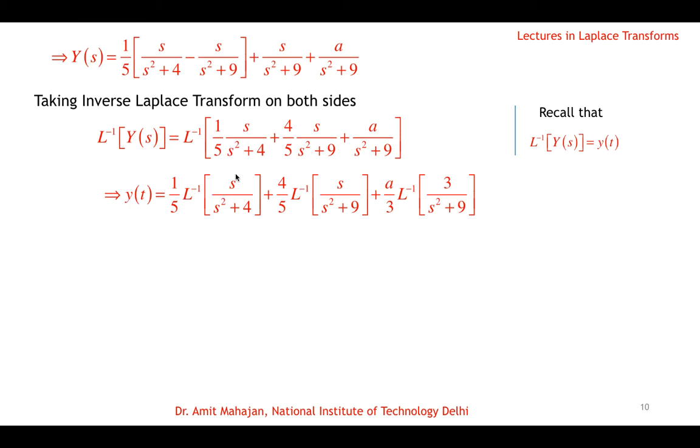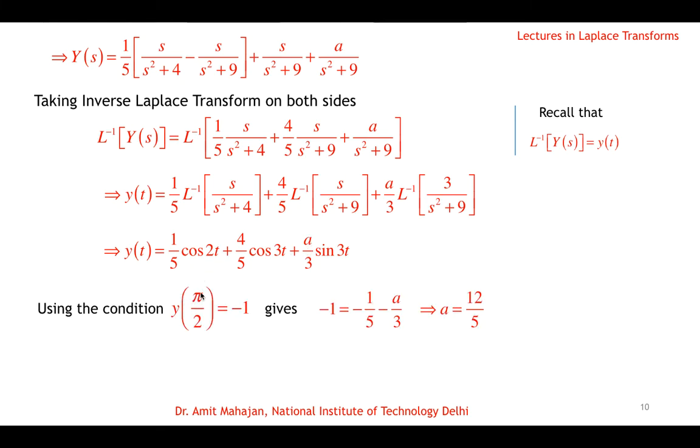The Laplace inverse of s over s square plus 4 will be cos 2t. Laplace inverse of s over s square plus 9 is cos 3t. And Laplace inverse of 3 over s square plus 9 is sin 3t. So immediately we have this result, where a is a constant which is to be calculated, and for this we use the condition that y at t equal to pi by 2 is minus 1. So we put t equal to pi by 2 in this, and on the left hand side y is minus 1.